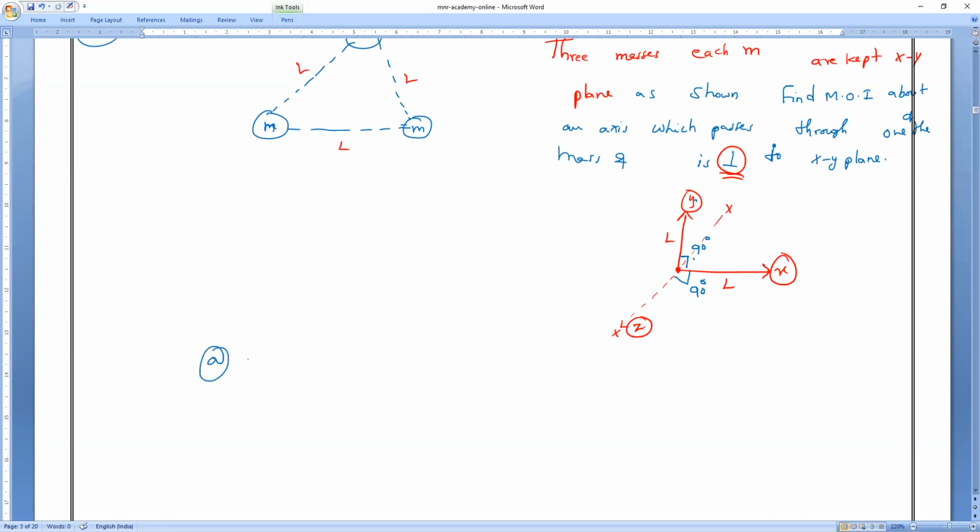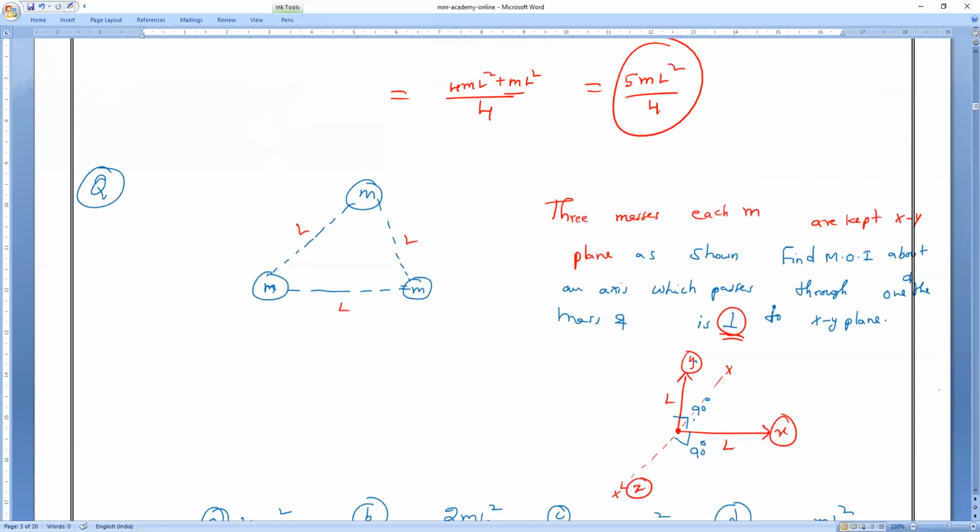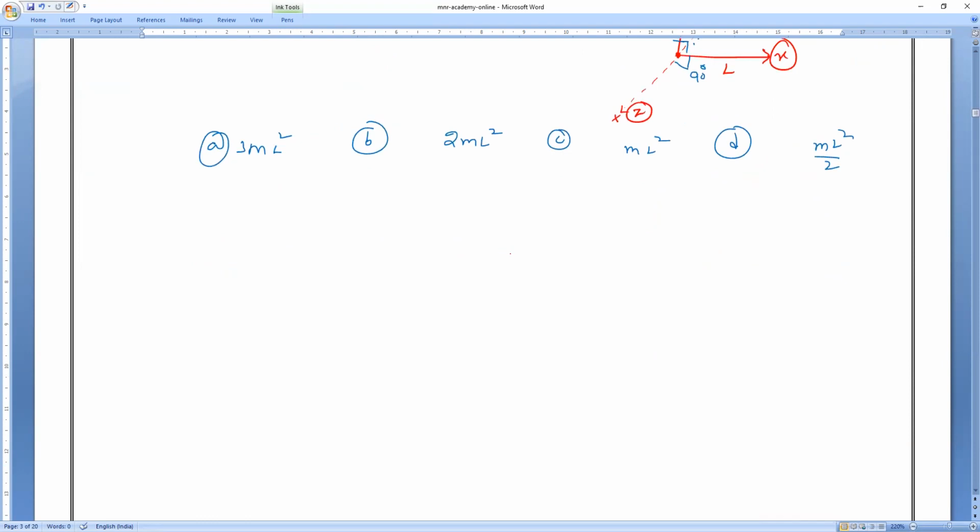So what is the moment of inertia? 3ml² is option A, 2ml² is option B, ml² is option C, ml² by 2 is option D. So now the axis of rotation is perpendicular to the XY plane. So which axis is it, everybody? Z axis. If it is the Z axis, then from the Z, the Y axis is also at the same L distance, and from the Z, the X axis is also at the same L distance. So I'll take 3 points.